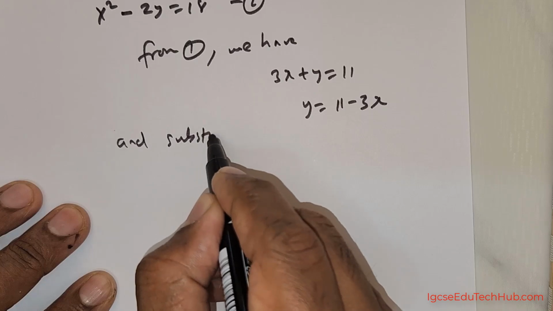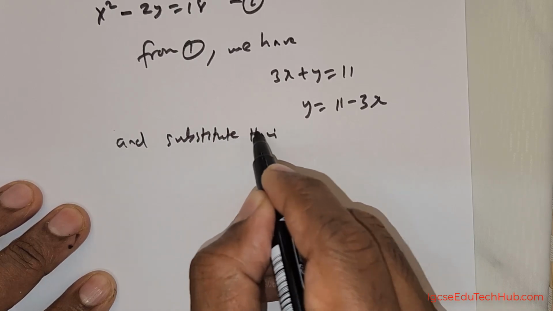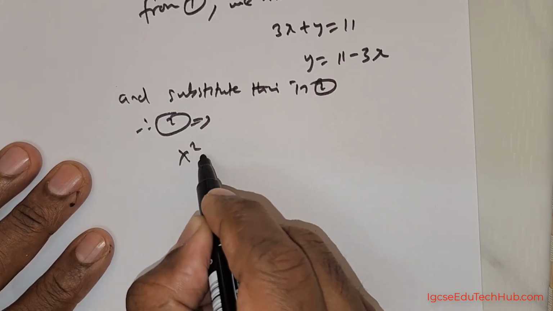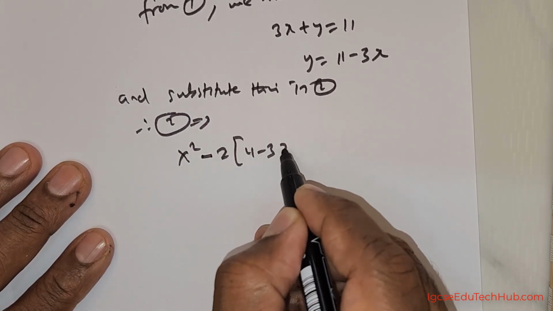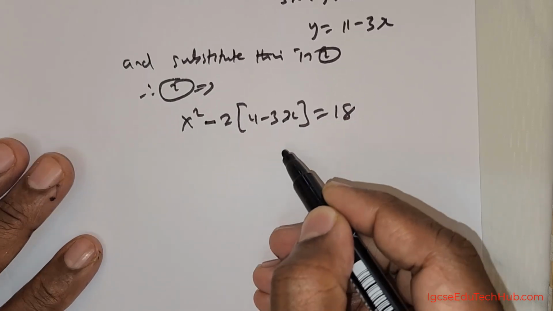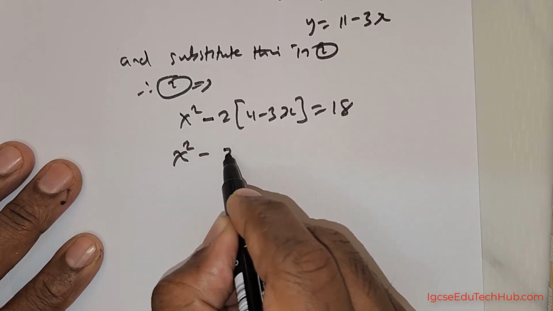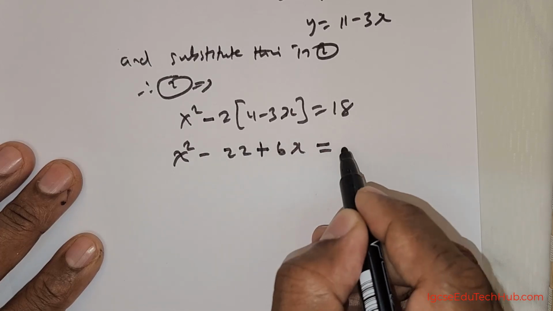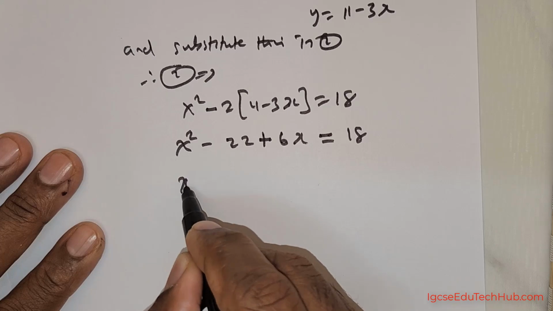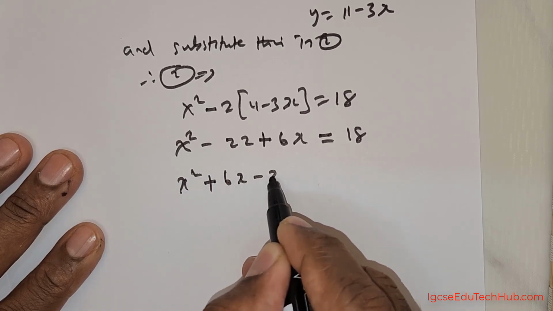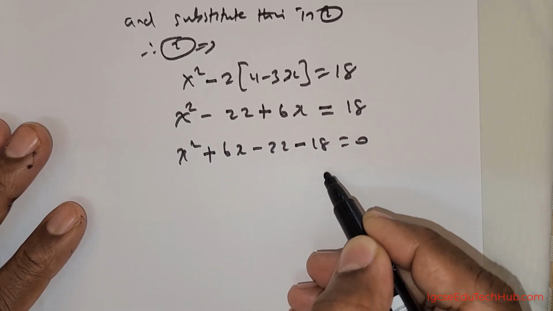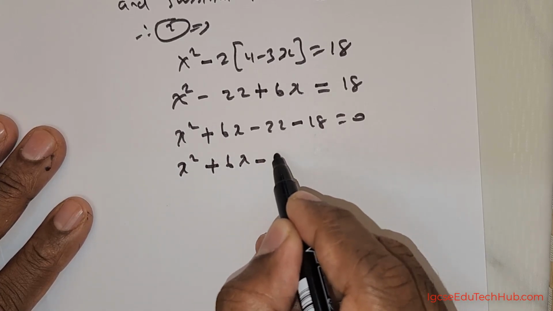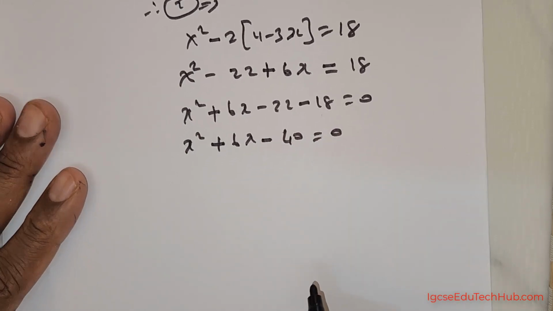and substitute this in 2. So we can rewrite 2 as x² − 2(11 − 3x) = 18. This is x² − 22 + 2 times 3, which is 6x, = 18. So you get x² + 6x − 22 − 18 = 0, which means x² + 6x − 40 = 0.